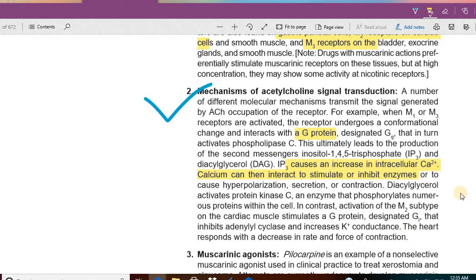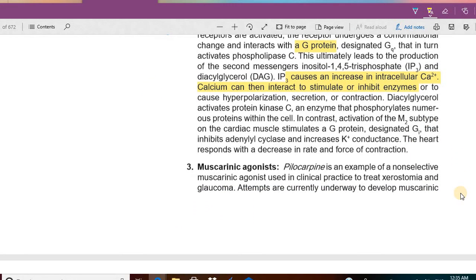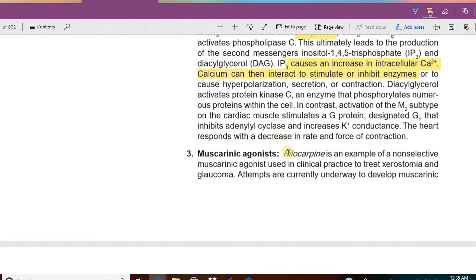Second are the muscarinic agonists. Pilocarpine is an example of a non-selective muscarinic agonist. Non-selective means it can act on M1, M2, M3. Clinically it is used to treat xerostomia. Clinical application: pilocarpine is used for the treatment of xerostomia and glaucoma.